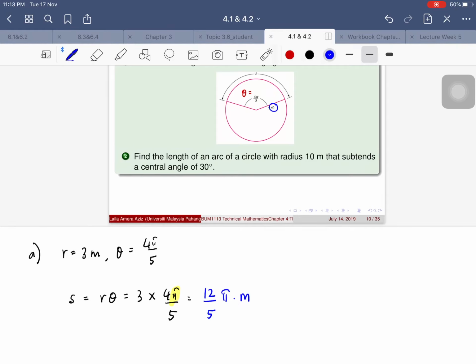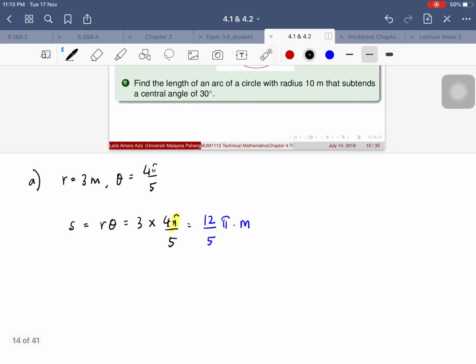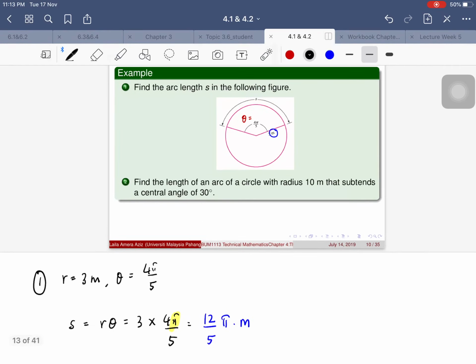So this is going to be in terms of meters. So that is going to be for example number 1. So that is not A, this is example number 1. Okay, example number 2. So it's going to be the same idea.